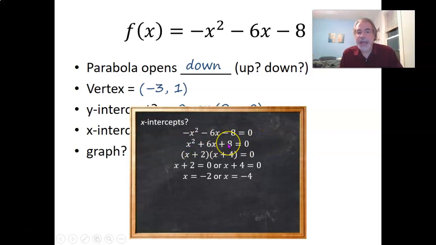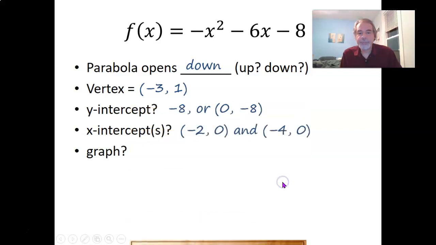And this can be factored. We can take x squared plus 6x plus 8 and factor it into x plus 2 times x plus 4. Because if you multiply that out, you get x squared plus 4x plus 2x plus 8. So then set each factor equal to 0, x plus 2 equals 0, or x plus 4 equals 0, which means x equals -2 or x equals -4. So that's our x-intercepts. One of them is at -2, 0, and the other is at -4, 0.